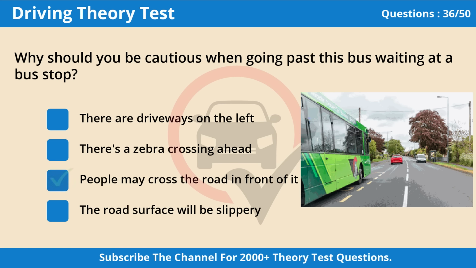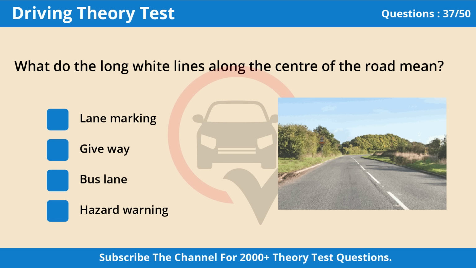C. People may cross the road in front of it. Question 37. What do the long white lines along the center of the road mean? A. Lane marking. B. Give way. C. Bus lane. D. Hazard warning.